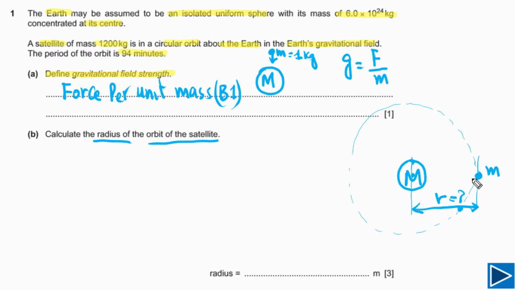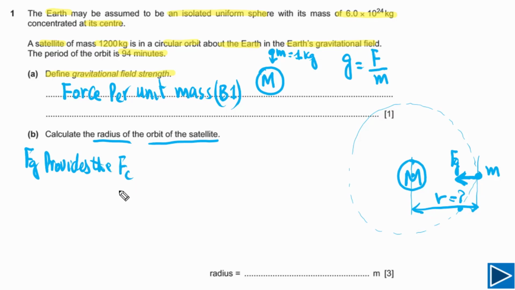Now we need to understand that this satellite is moving in a circular orbit and it is accelerating, because its velocity, meaning its direction, is changing all the time, so it is accelerating. If a body is accelerating, it means there is a resultant force, and in this case the resultant force is provided by the gravitational force between these two bodies. So we can simply write down that the gravitational force provides the centripetal force.